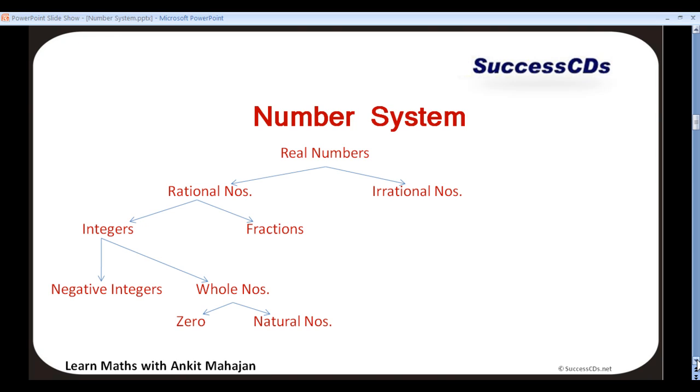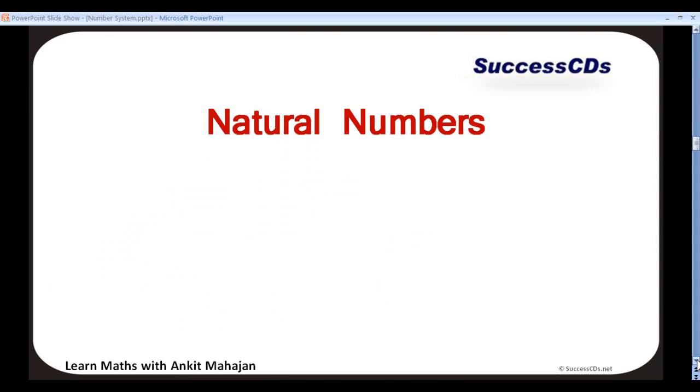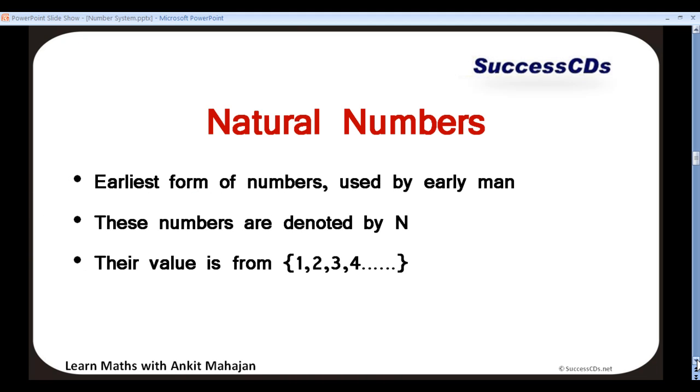Now, let's try to understand the numbers one by one. First and foremost, natural numbers. Natural numbers are the earliest form of numbers used by early man. We got these numbers from them. These numbers are denoted by capital N, and their value starts from 1, 2, 3 and so on till infinity.